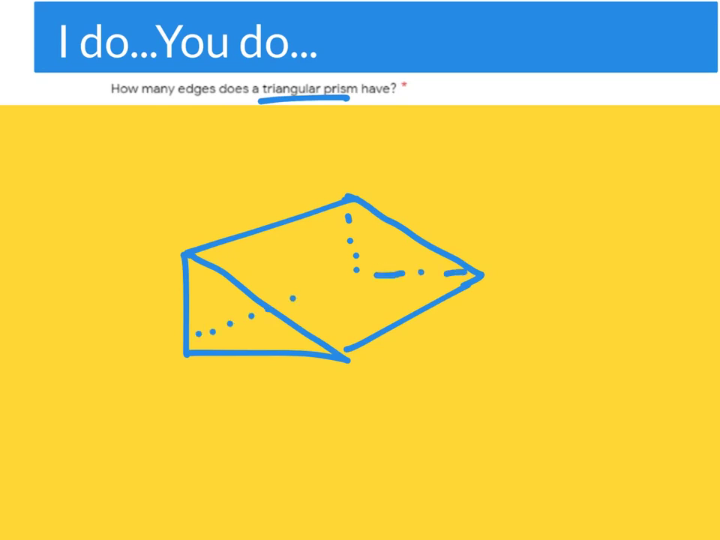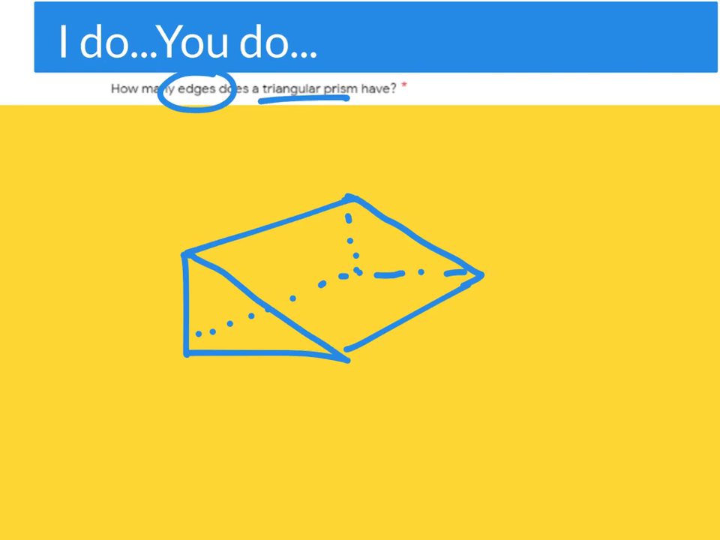What a triangular prism is, it has a triangular base, and then it has a congruent parallel triangle. So back here, you have another triangle. So that is a triangular prism. And I'm asking about how many edges it has. Edges, remember, are where faces meet.